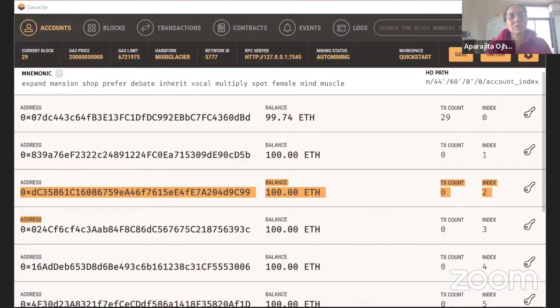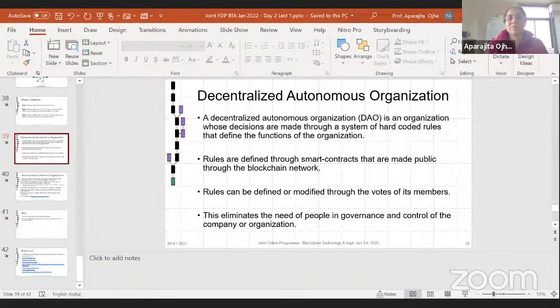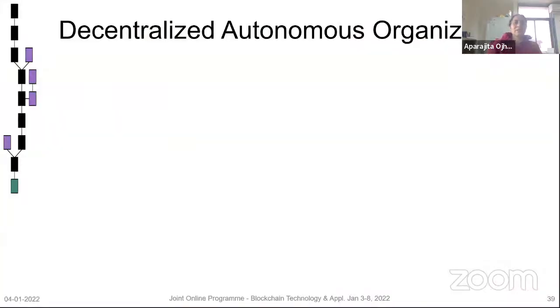If you have not understood the app by using my lecture, or by discussing with me during the lecture, don't worry. People will be telling you more about this in later sessions. So we come back to the two slides I will be going through from the previous lecture. One is the decentralized autonomous organization.